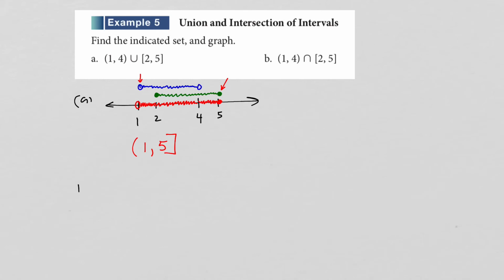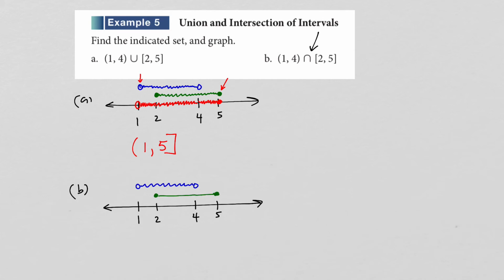In part B, we have the same two sets of numbers, but now we are looking at the intersection of those sets. So I'm going to once again graph each one of these, and the graphing will be quick because it is the same two sets of numbers. So the set of numbers between 1 and 4 is going to be this set of numbers, and then the set of numbers from 2 to 5 is this set of numbers.